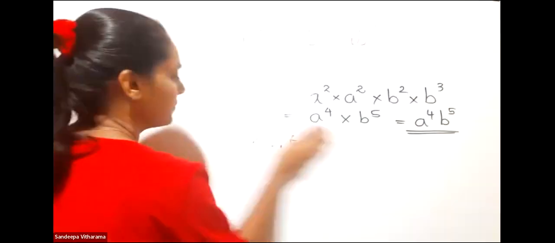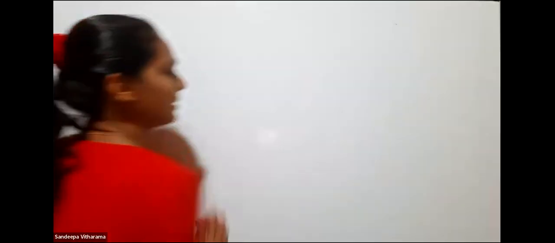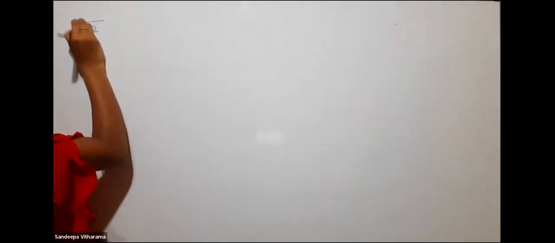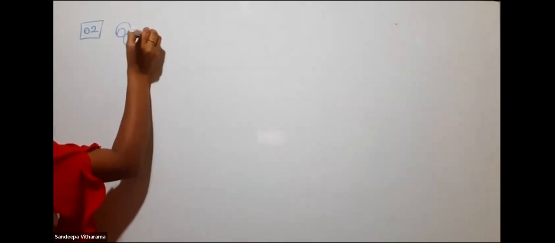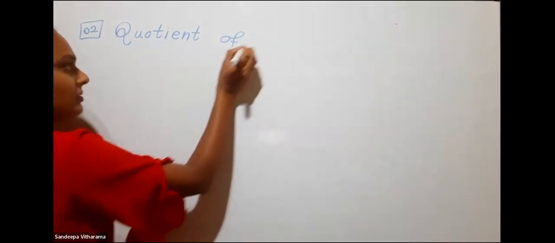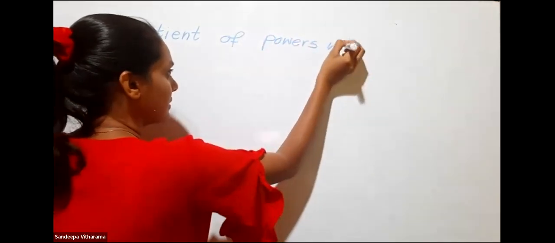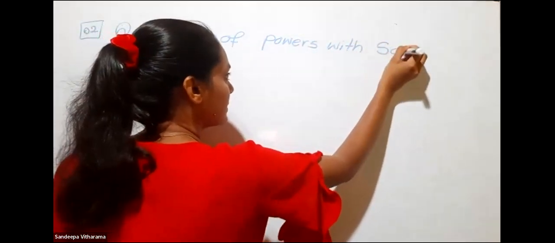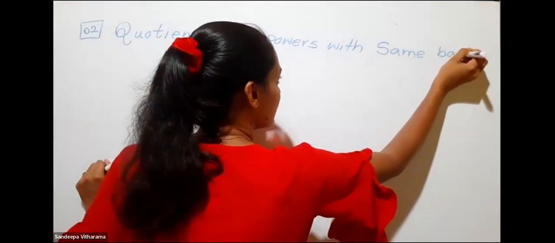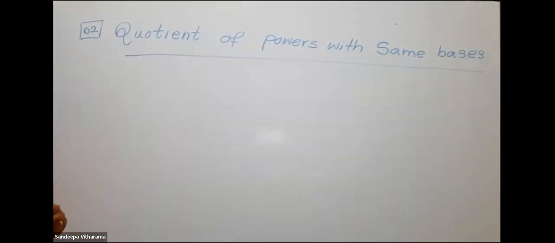The second law of indices. Write down. Second one. It is given like this: quotient of powers with same bases. Okay, quotient of powers with same bases.